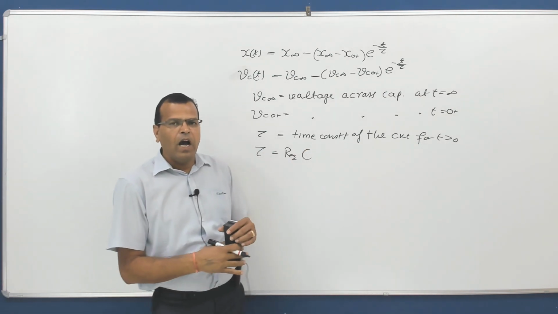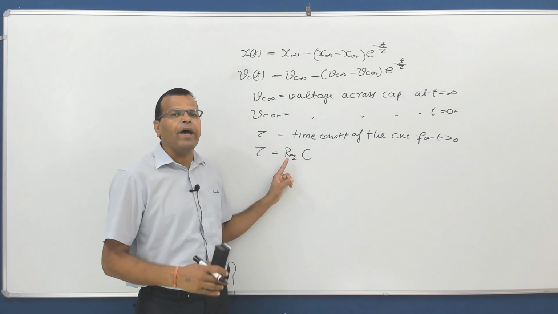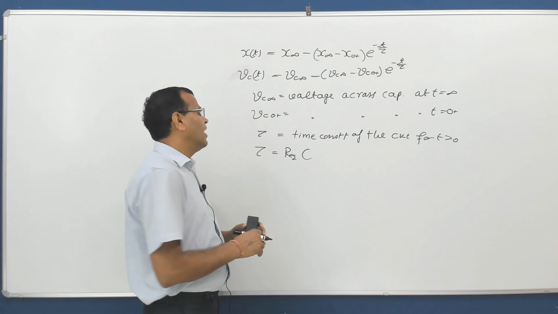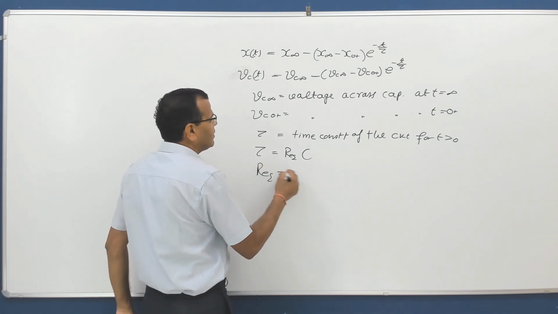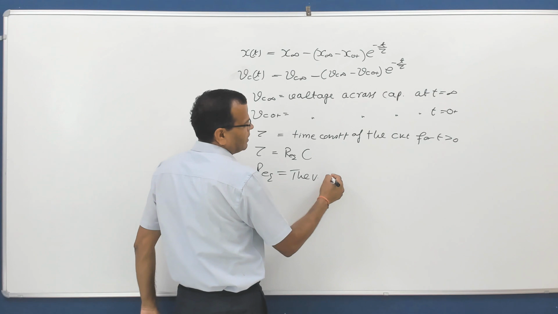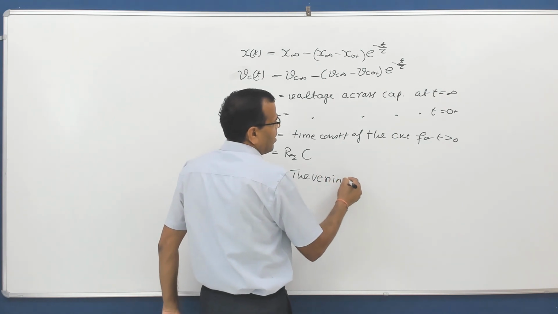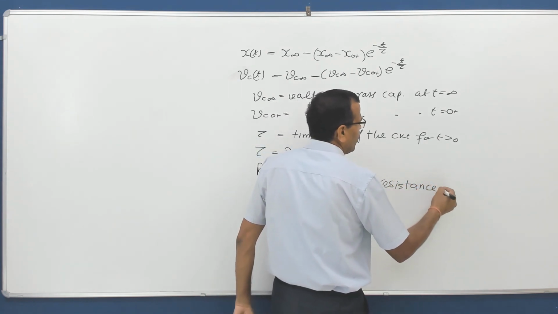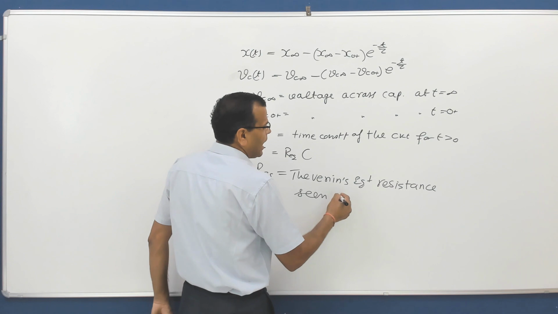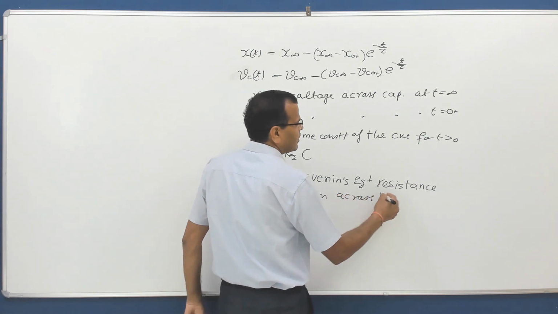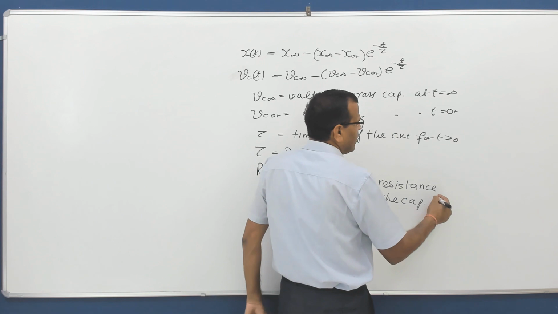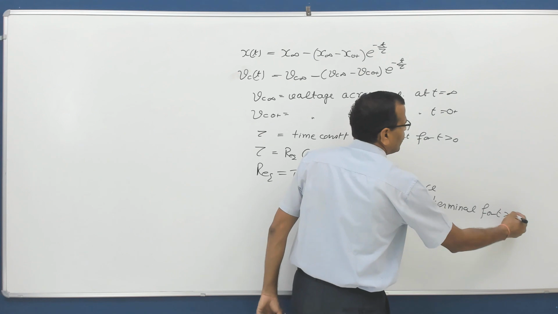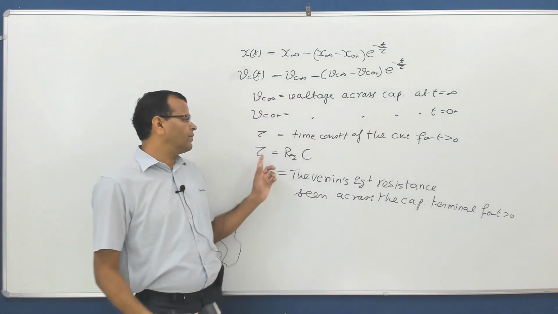What is this R equivalent? R equivalent is the Thevenin's equivalent resistance seen across the capacitor terminals, for t greater than 0. So this is the time constant of the circuit.